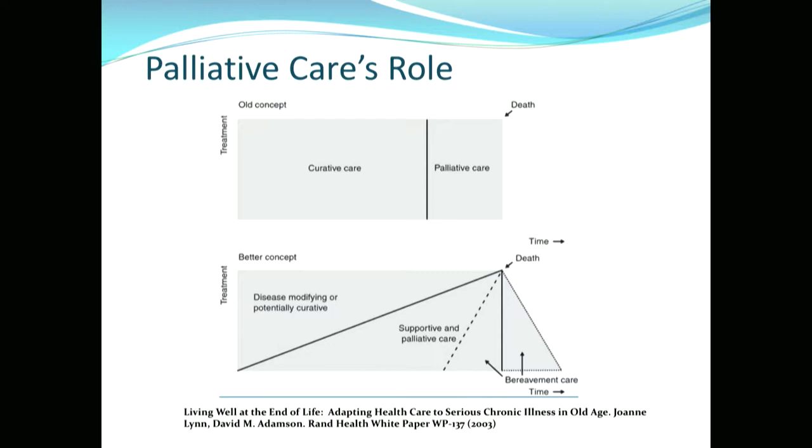The model that we like to think about, and a more current model, I would say, is the bottom image, where you again have time along the x-axis and treatment along the y-axis. What you see is that over time, palliative care is involved at the beginning, but our role is more limited, and the disease-modifying or potentially curative treatment, as you progress over time, if you see that the treatment is not moving towards cure or remission, palliative care takes a larger and larger role in treatment and in developing a treatment plan.